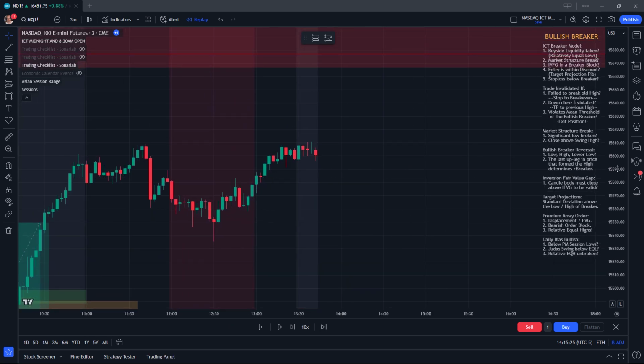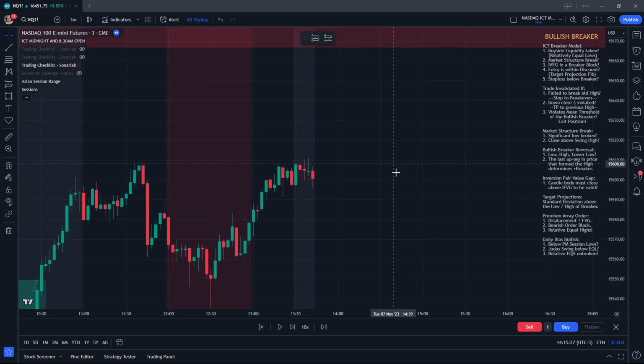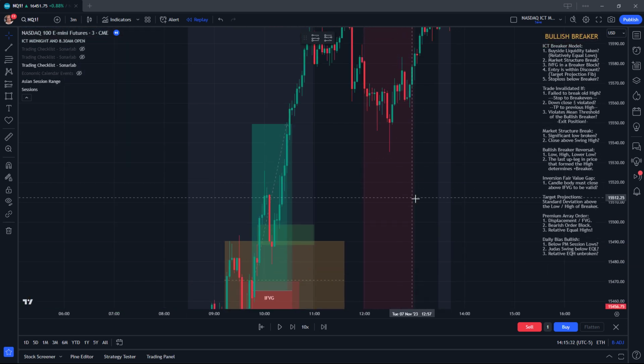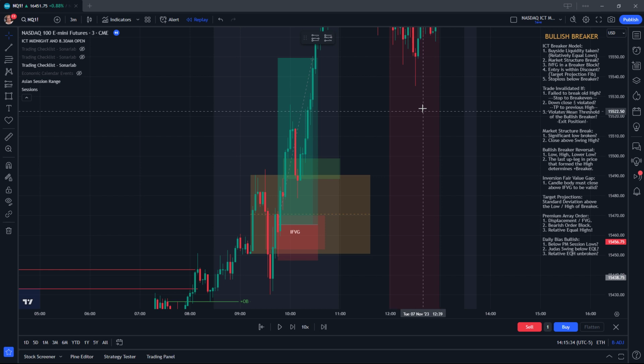And I guess we'll have a quick look at what happens in the PM session. No, actually I think I'll save that for next, because I've used up most of my focus on this trade setup here.